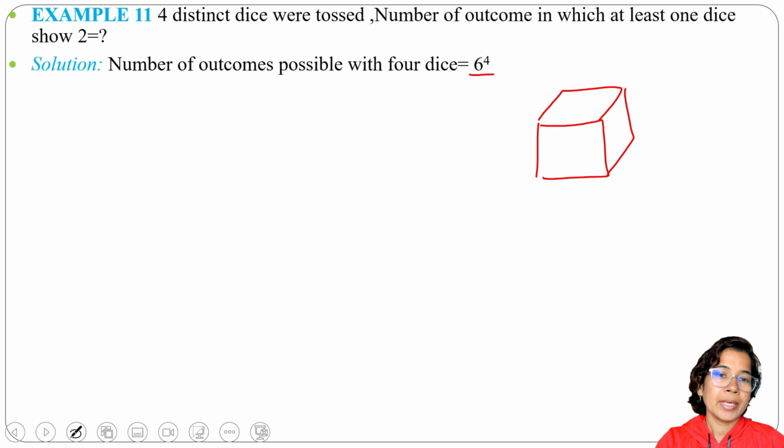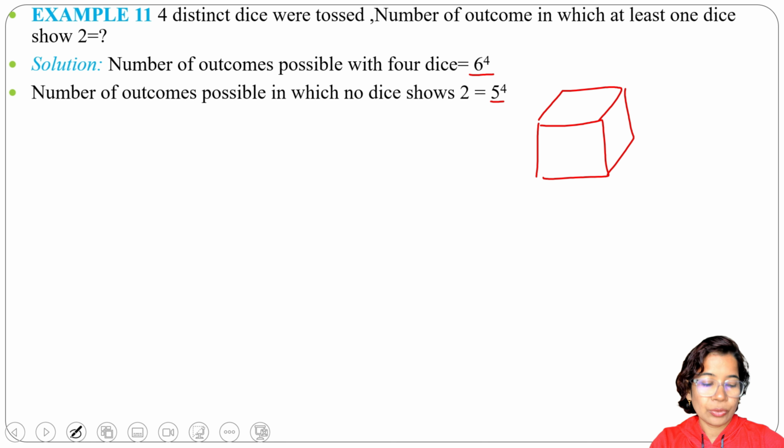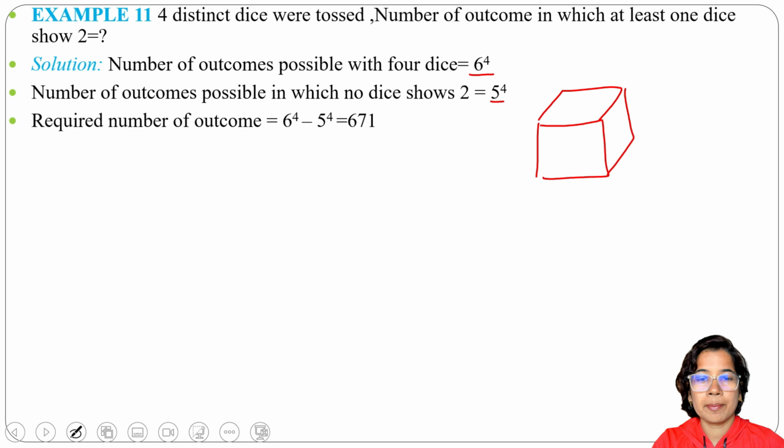When we are skipping 2, there are 5 faces. So it will be 5 power 4. So the total number of possibilities that at least one dice shows 2 equals 6 power 4 minus 5 power 4. It's 671. So 671 is the number of possible outcomes in which at least one dice shows 2.